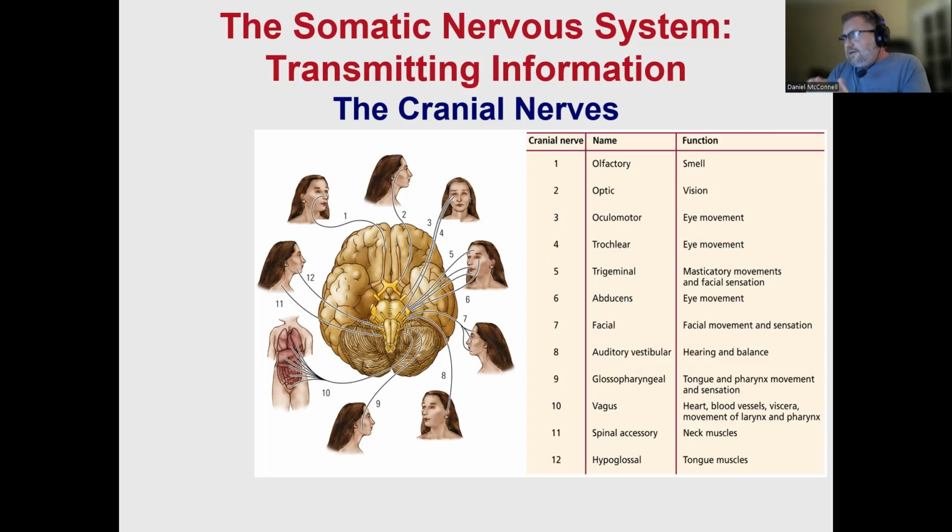Here is a map of all 12 cranial nerves. Not quite so easily labeled in the actual face of our person here, but we can see them kind of where they originate, approximately anyway, and how they feed back into the brain.